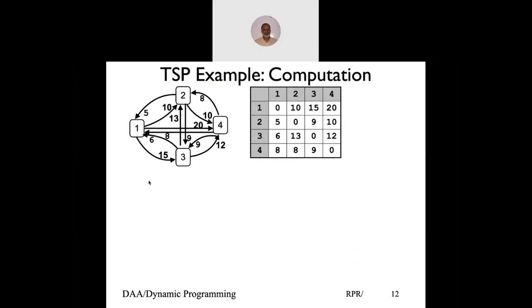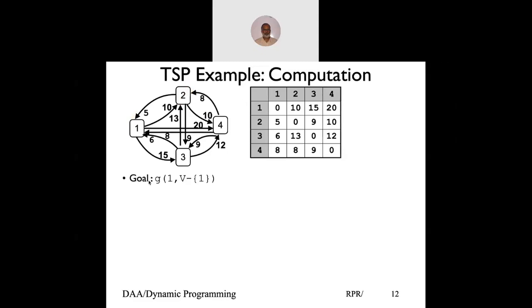So look at this example. This example has 4 nodes. You are given the adjacency matrix: 1 to 2 cost is 10, 2 to 4 cost is 10, 2 to 1 is 5. Remember this: my cost from 1 to 2 is 10, and from 2 to 1 is 5. It need not be the same cost. You have to make sure you understand that part.